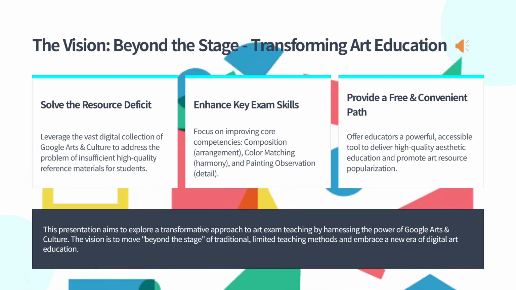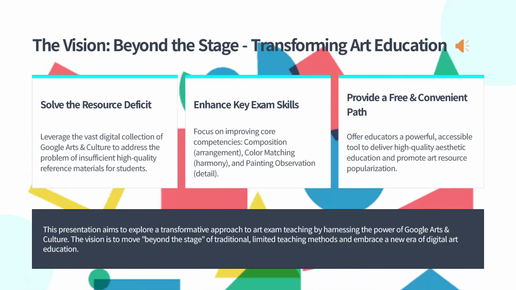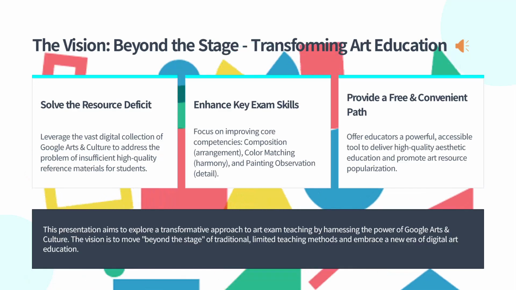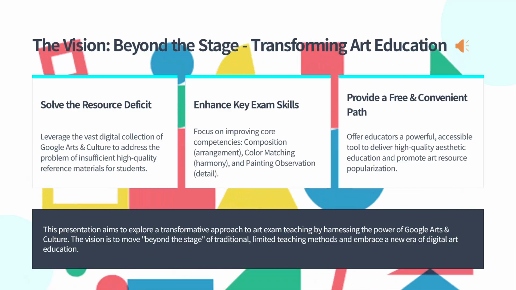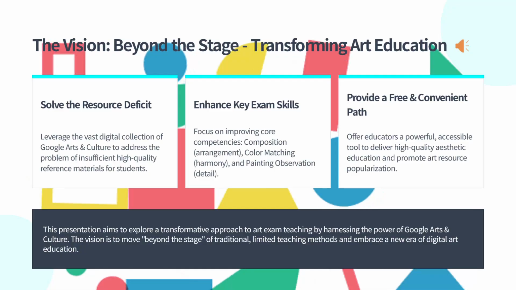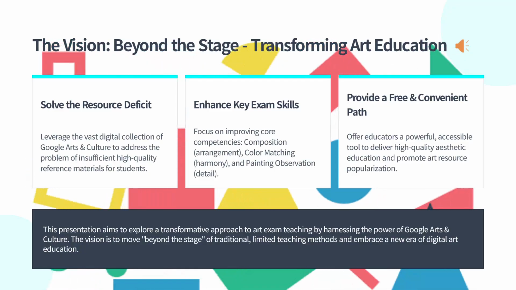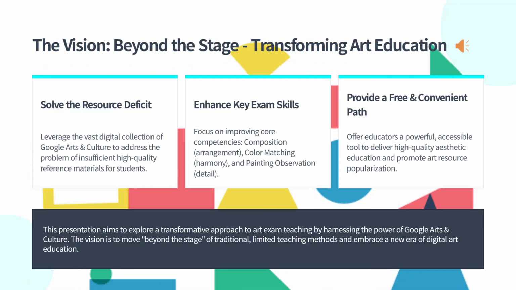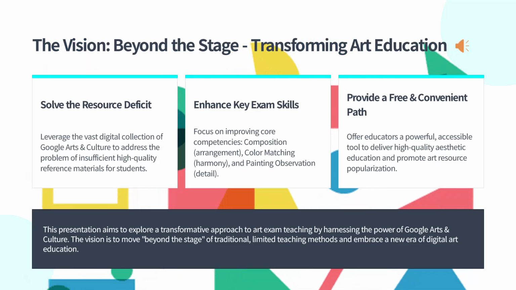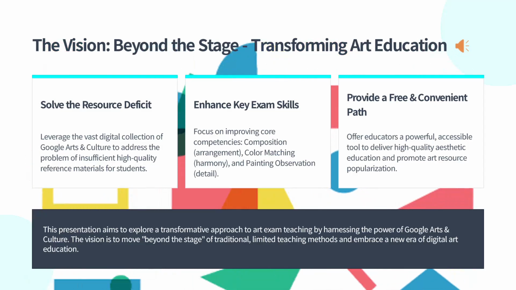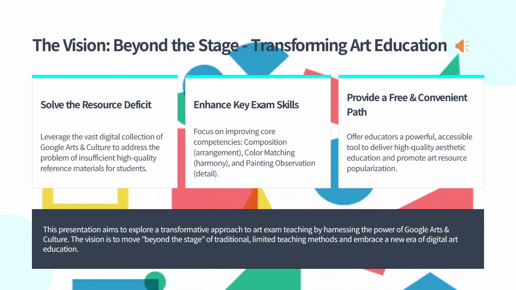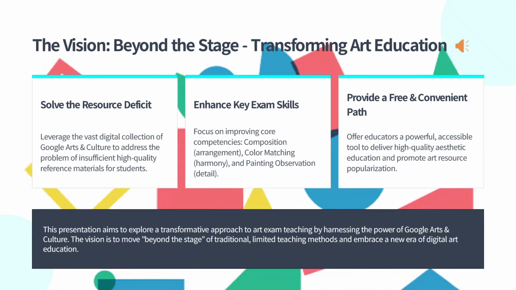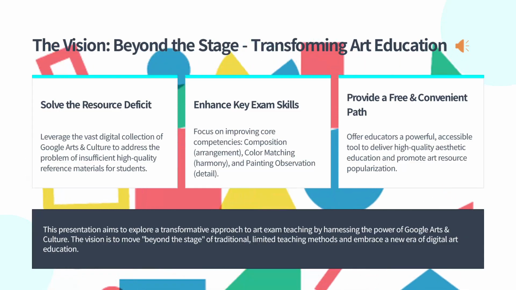Next, let me talk about my teaching vision: upgrading traditional art education with digital tools. It has 3 key aims. First, we use Google Arts and Culture's huge art collections to fix the lack of high-quality learning materials for students. Second, we improve students' core exam skills: composition, color matching, and observation. Third, this free, easy-to-use tool helps all teachers carry out better art education.